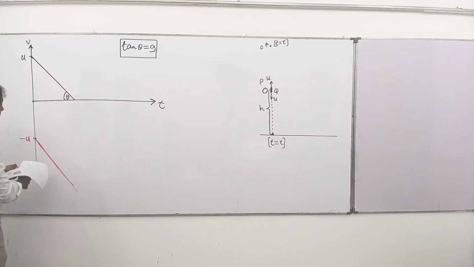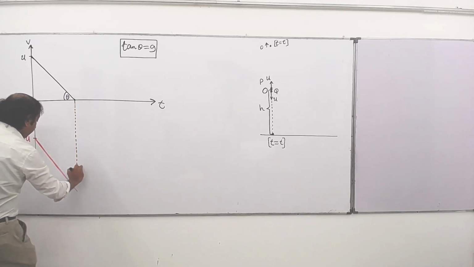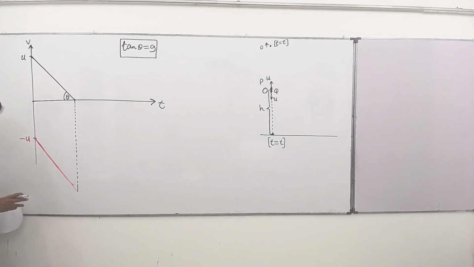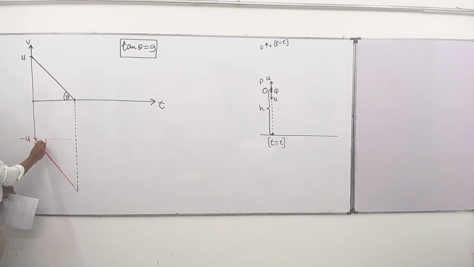Suppose time t is this. Now the VT graph of Q is this. If I construct a horizontal line, this angle is also theta, the reason being that these two lines are parallel. So when I produce this line, this angle is theta. Therefore, this is the motion of Q, and the motion of P is this.